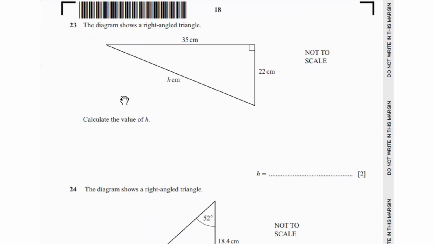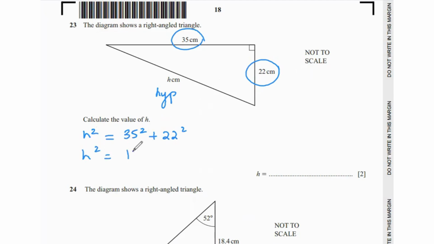Then the diagram shows a right angle triangle. Calculate the value of h. We have one length, we have the other length. They want us to find the hypotenuse. So in a right angle triangle, when you have two lengths and they want us to find the third length, we use Pythagoras. Hypotenuse squared equals the sum of the squares of the other two lengths. So h squared equals 35 squared plus 22 squared. That's going to be 1,709. Then we will square root both sides to find the value of h. That's 41.34 centimeters. That's your answer.